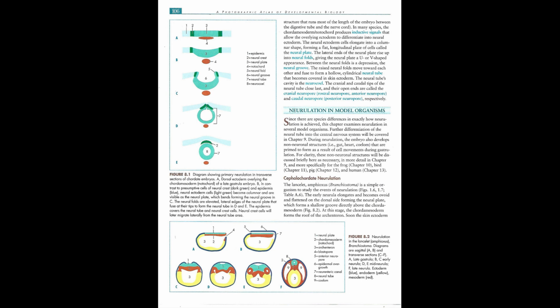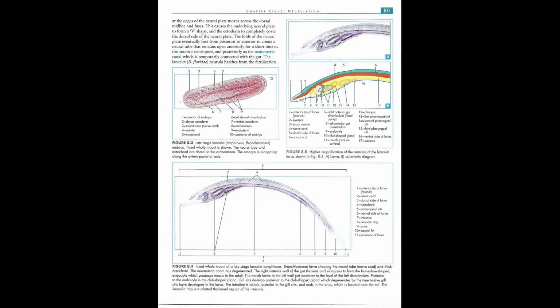Soon the skin ectoderm at the edges of the neural plate moves across the dorsal midline and fuses. This causes the underlying neural plate to form a V shape, and the ectoderm to completely cover the dorsal side of the neural plate. The folds of the neural plate eventually fuse from posterior to anterior to create a neural tube that remains open anteriorly for a short time as the anterior neuropore, and posteriorly as the neurenteric canal, which is temporarily connected with the gut.